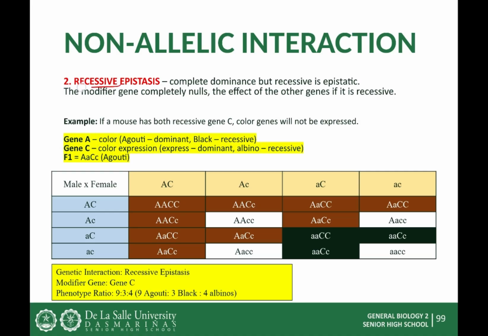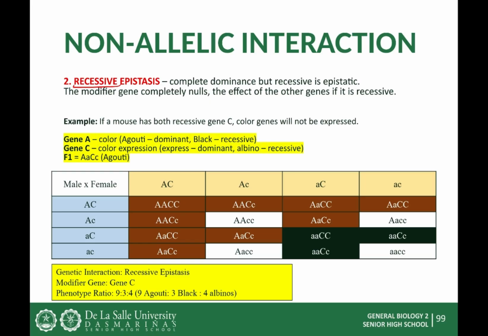Now let's move to another non-allelic interaction, which is recessive epistasis. So from the word recessive, meaning that the recessive is not expressed, right? Let's read: complete dominance but recessive is epistatic. So therefore, the modifier gene completely nulls the effect of the other genes if it is recessive.